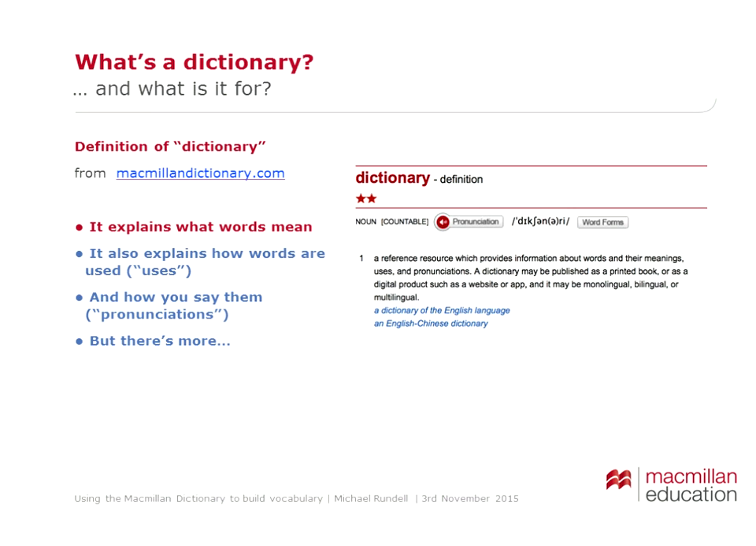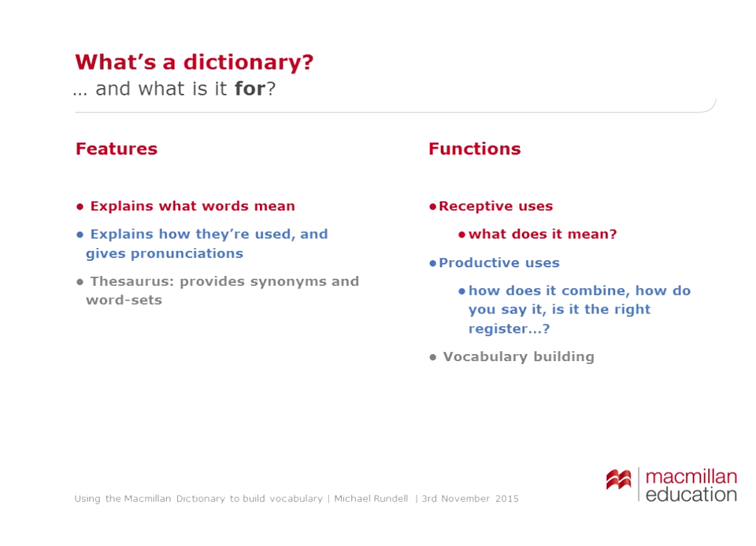So let's go back to that definition of dictionary that we had at the beginning. We said it explains what a word means, it explains how words are used and how you say them, and we've looked at all of that. But there's more to it than that. We have a thesaurus. And this is the great thing about being online, is that it opens up all kinds of opportunities to provide types of information that it wasn't really possible to do before.